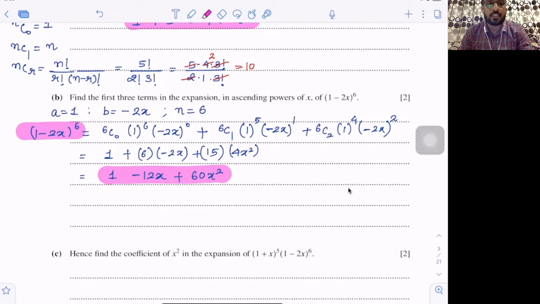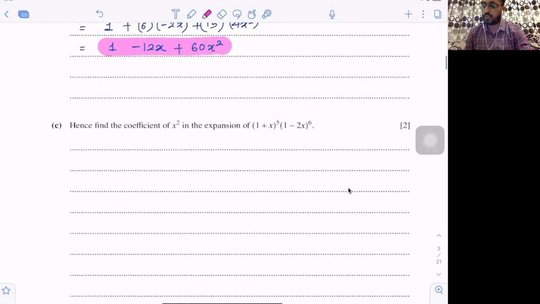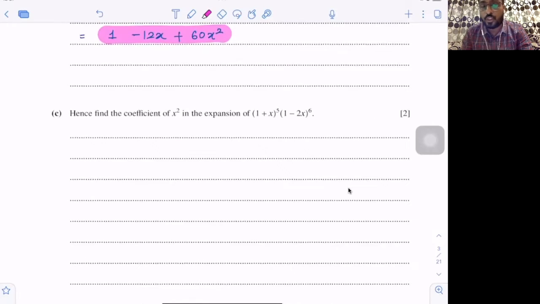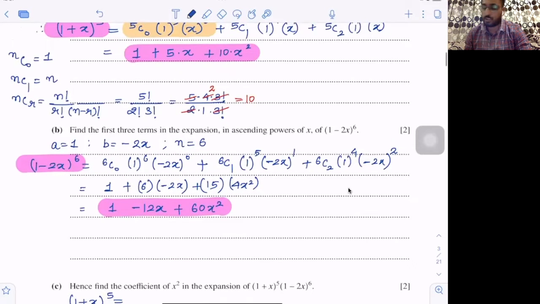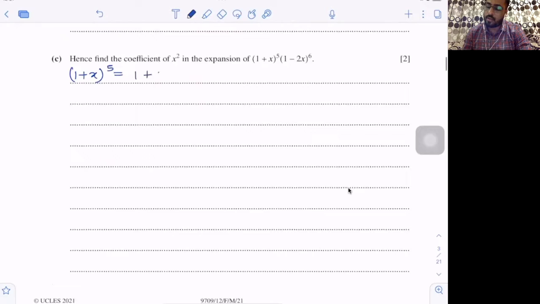Students, now look at the next part of the question. The sub question says, hence find the coefficient of x square in the expansion of 1 plus x to the power 5 multiplied with 1 minus 2x to the power 6. Now look at the question. Haven't you got the expansion of 1 plus x to the power 5? Right, students? So I know that the expansion has come 1 plus 5x plus 10x square. So I write here 1 plus 5x plus 10x square.